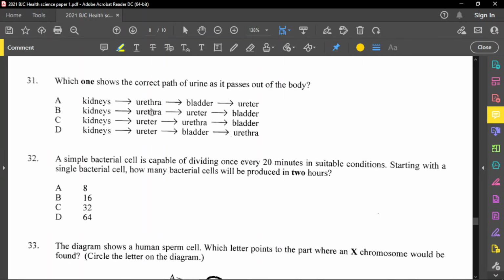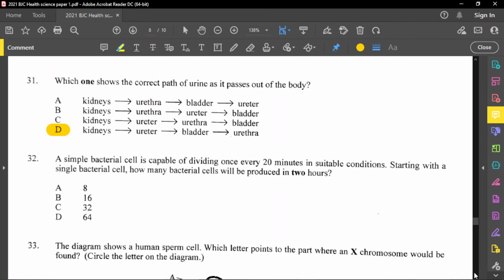That's taking urine out of the body. And so the ureter should be after the kidney. So yes, it'll be C and D. And then after the ureter, it goes to the urinary bladder to store and then goes through the urethra. So D is our correct answer for that question.